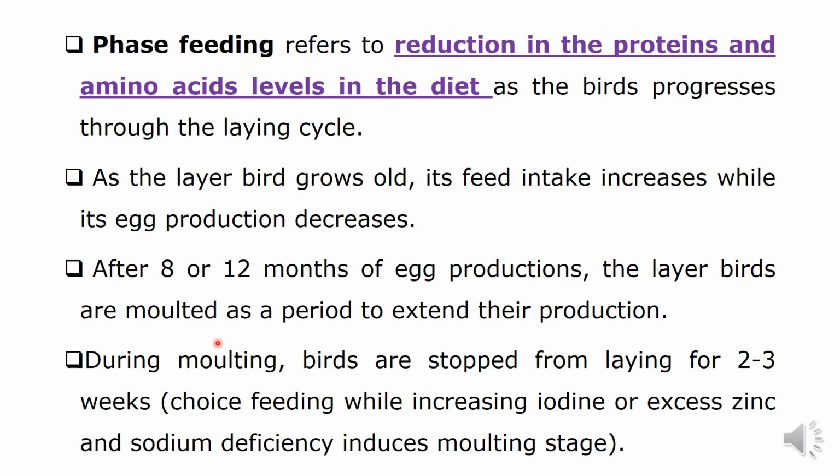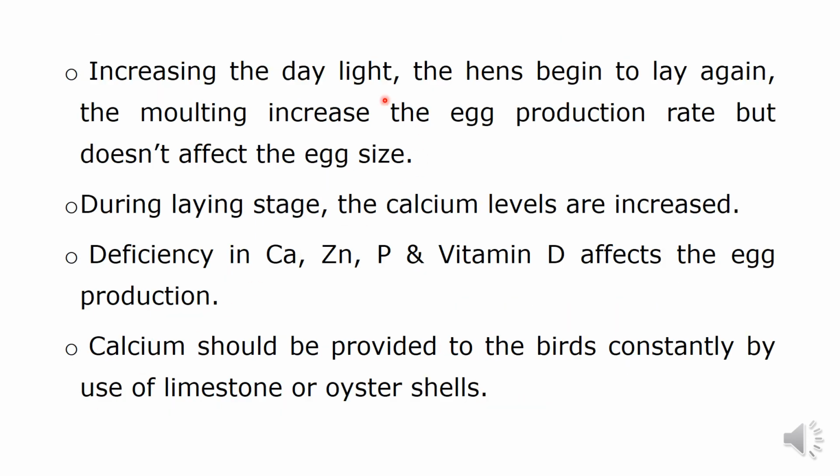After 12 months of egg production, the layer bird undergoes what we call molting, and here we can induce molting to stop the production of eggs for 2 to 3 weeks. This can be done by providing them some excess minerals like iodine and zinc, or through their deficiency. During choice feeding, this will help the bird to stop. After 2 to 3 weeks, resume back to normal by increasing the daylight.